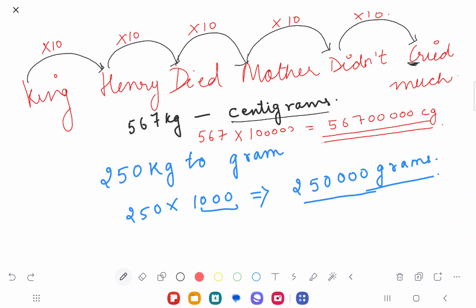Simple. Now, for example, we have to learn one new thing also. What is that new thing we are learning?